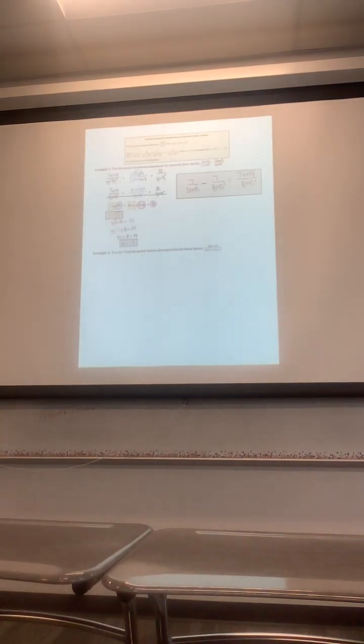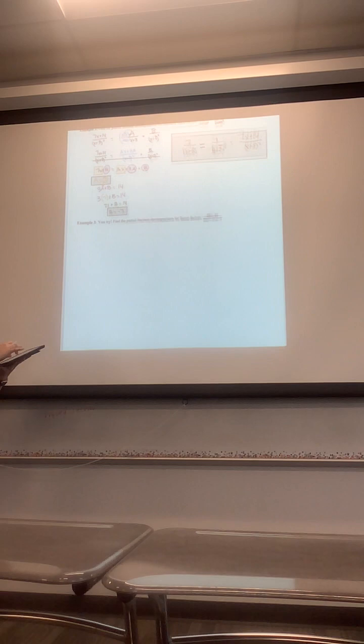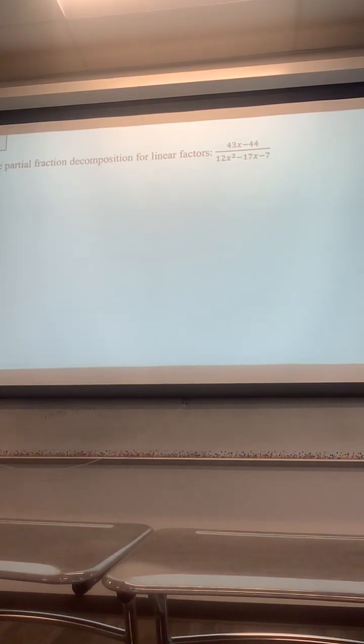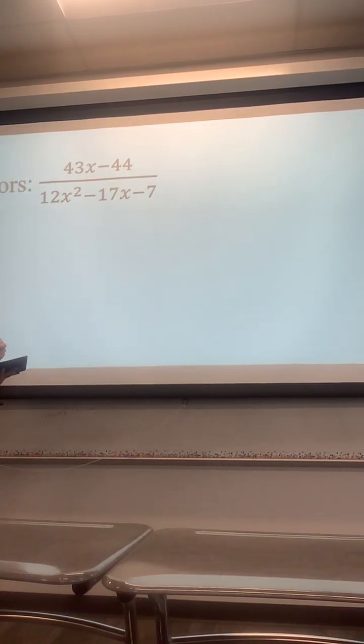I think that'll make more sense after we do 7-1. I hope. All right, so I want you guys to try this one out. Oh, no, I will help you with the factoring. It's going to be 12 times negative 7, and they need to add to negative 17, right? And I will just tell you what they are, because I'm nice like that.